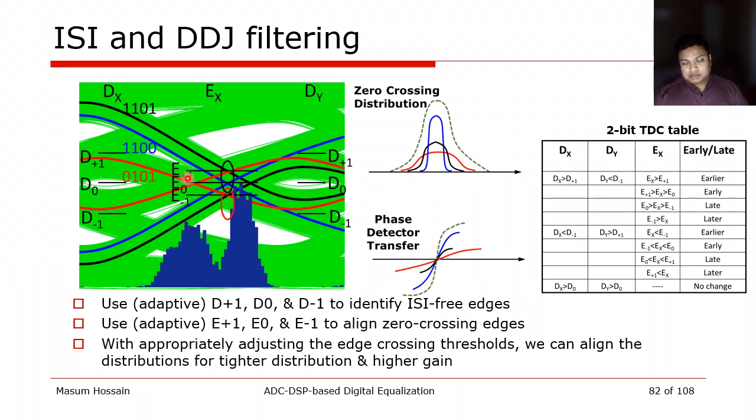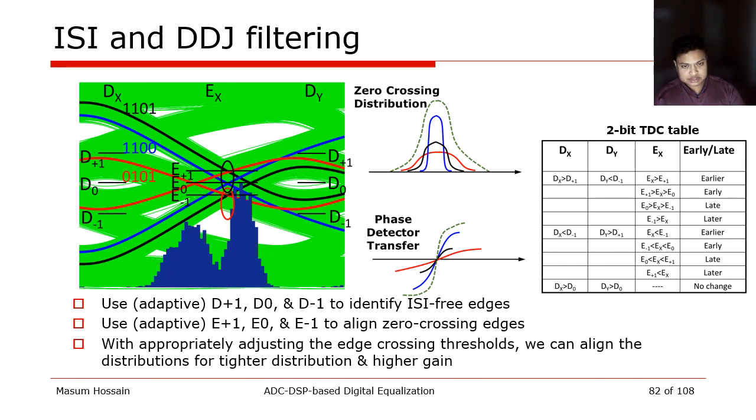So E plus 1 and E minus 1 can be appropriately adjusted to do so, but we also need to find a way to differentiate the black pattern from the red one. That can be done using the data samples D1 to D minus 1 that are readily available at the ADC output. And finally, having the edge thresholds actually allows me to quantize the phase error with higher resolution, which means I not only get early or late information, I get earlier or later information. This multi-bit output has several benefits.